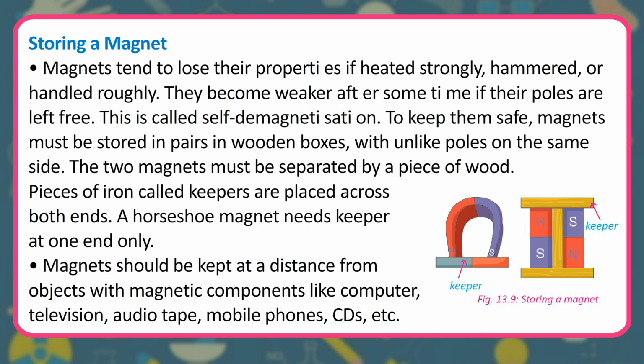Pieces of iron called keepers are placed across both ends. A horseshoe magnet needs a keeper at one end only. Magnets should be kept at a distance from objects with magnetic components like computers, televisions, audio tapes, mobile phones, CDs, etc.